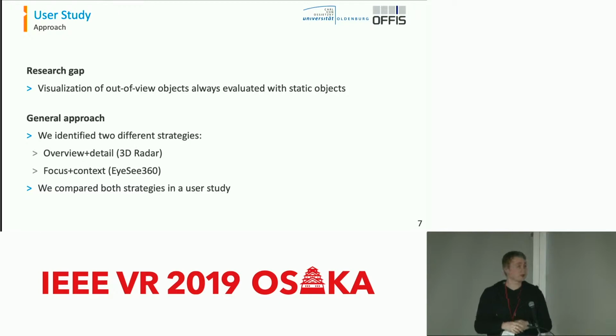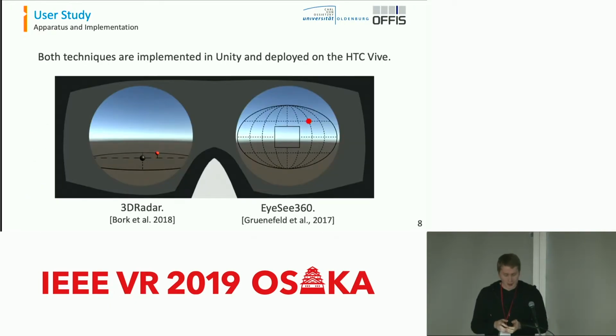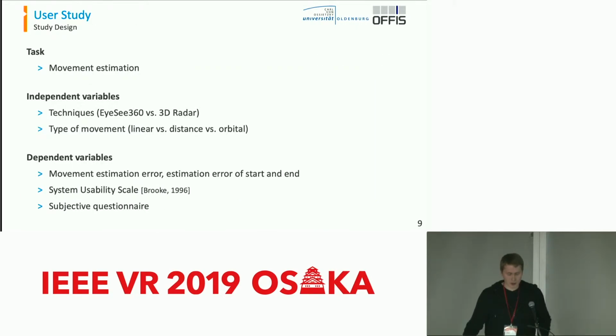where we compared both approaches, the overview+detail approach represented by 3D radar, and the Focus+context approach represented by IC360. We implemented both techniques in Unity and deployed them on the HTC Vive. Our user study was looking into movement estimation error, so how well people can perceive the movement of these objects out of view. We compared both techniques, IC360 and 3D radar, and we compared 3 types of movement: linear, distance, and orbital movement. I will say a little bit more about that on the next slide.